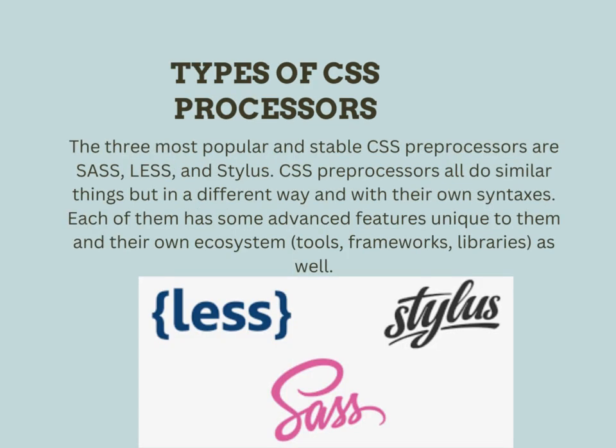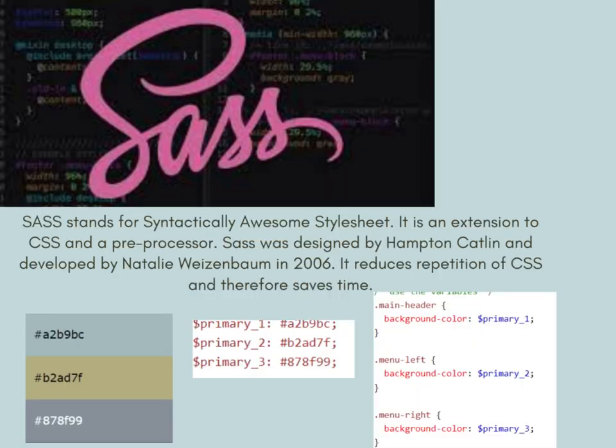Types of preprocessors. The three most popular and stable CSS preprocessors are Sass, LESS, and Stylus. CSS preprocessors all do similar things, but in different ways and with their own unique syntaxes. Each of them has some advanced features unique to them and their own ecosystem tools as well. So let's dive into the first most popular type, which is Sass.